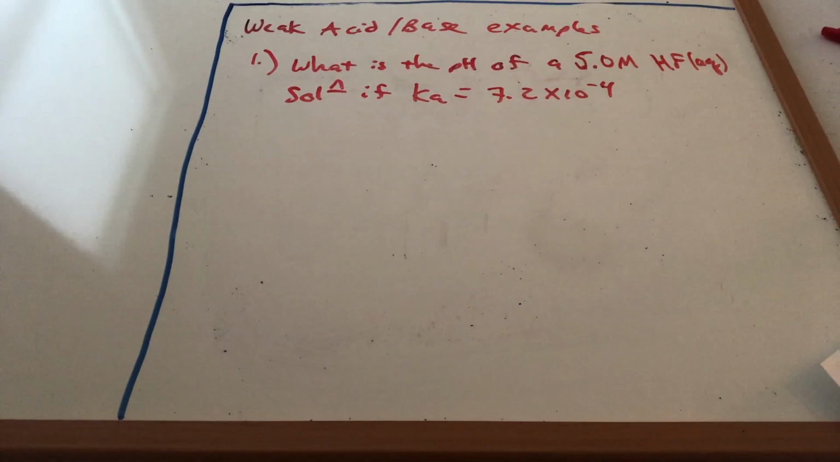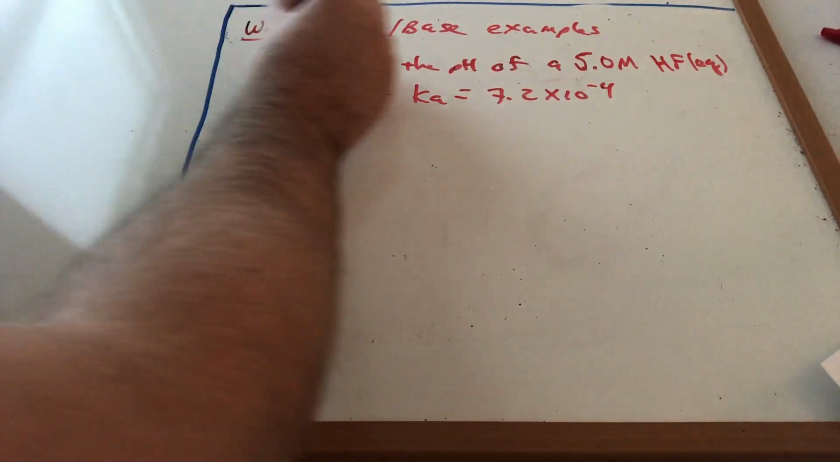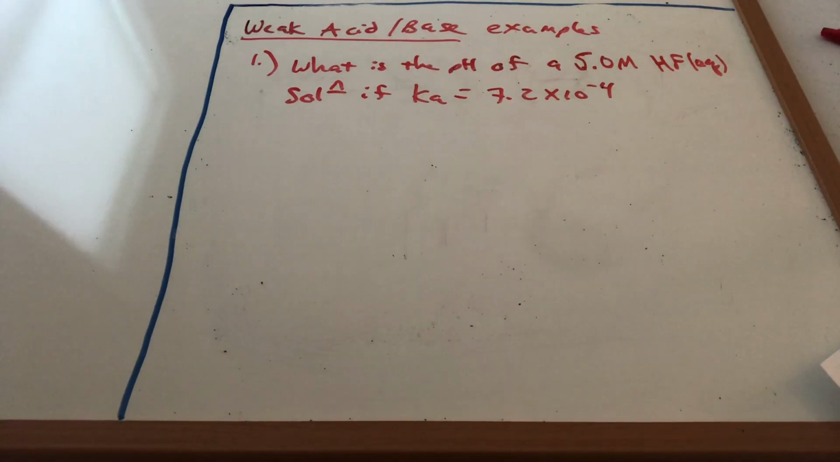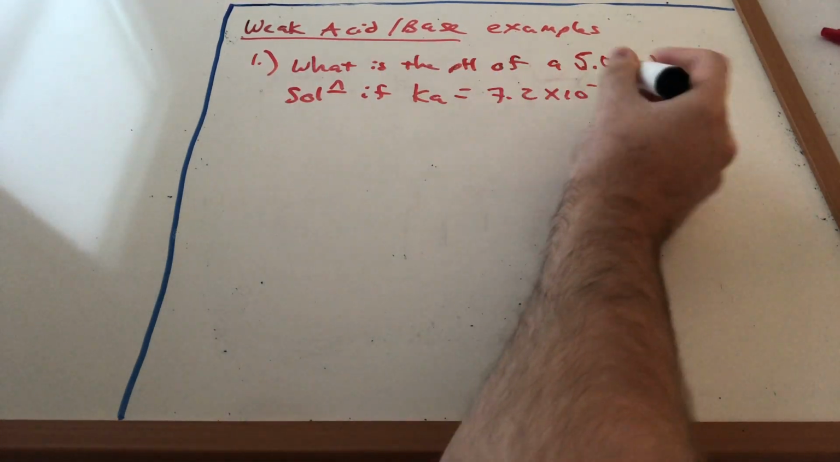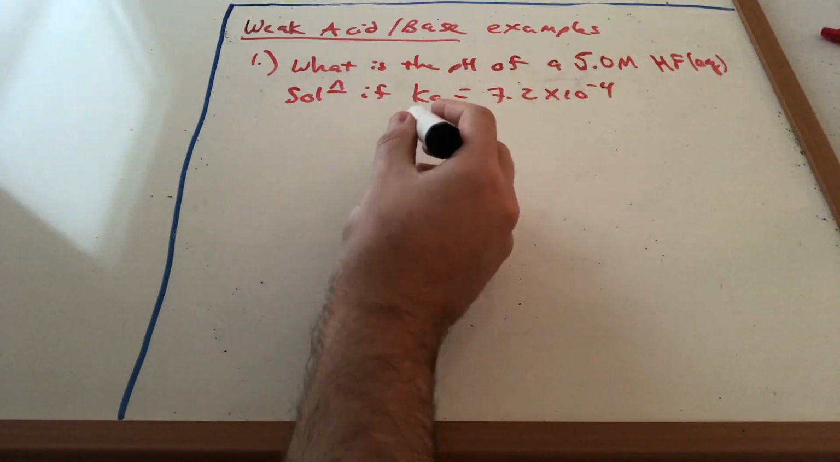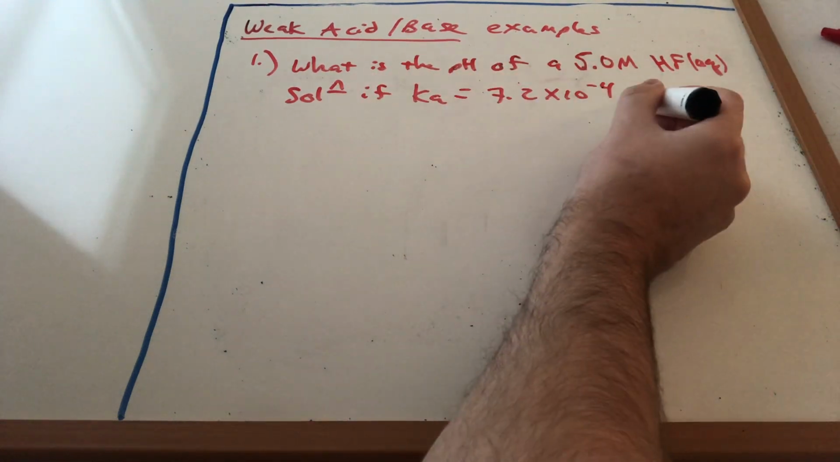So I wanted to do some examples together with you guys dealing with weak acids and bases. And so we're just going to run through a couple here. And just as always, think about the thought process that goes into how we approach the problem, as well as recognition steps. So we see that we have a problem here: what's the pH of a 5.0 molar HF aqueous solution, and then they're given a Ka.